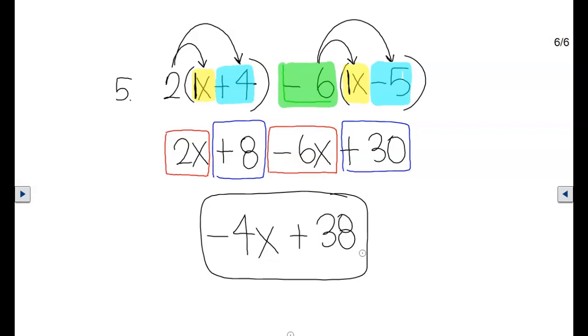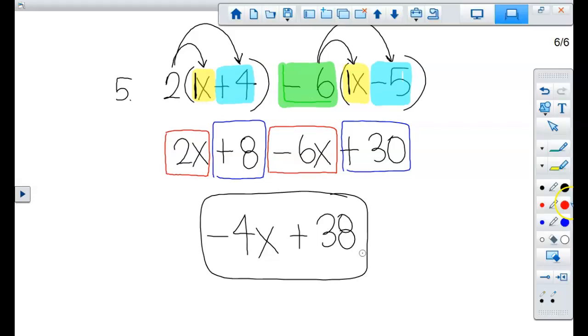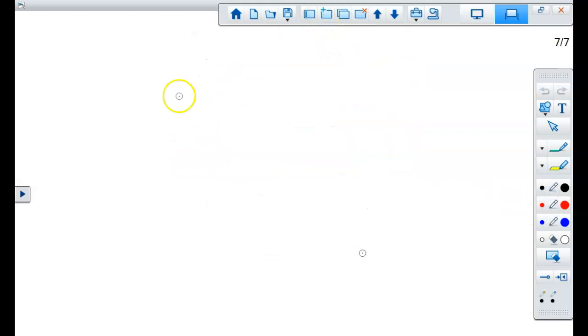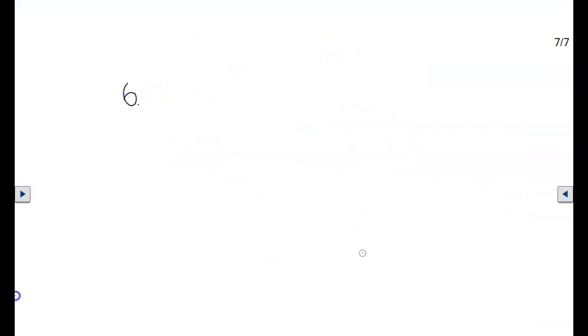Okay. Next up, I want to do this problem. Got a couple more that I want to do.